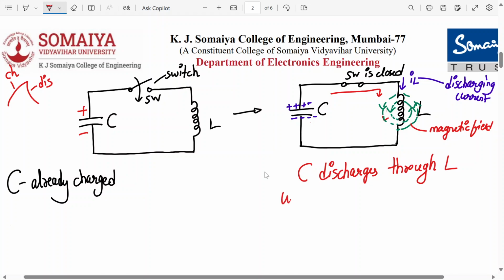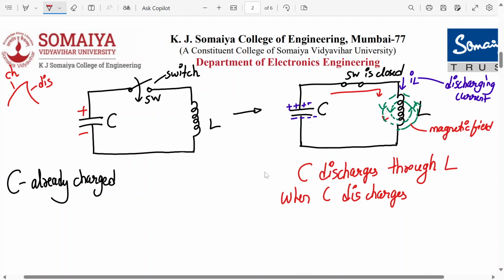So when C discharges fully, as soon as the capacitor is losing its energy, the inductor is gaining the energy. When the capacitor was discharging, the inductor is charging. Slowly and steadily this magnetic field becomes stronger and stronger. All right, are you able to understand?